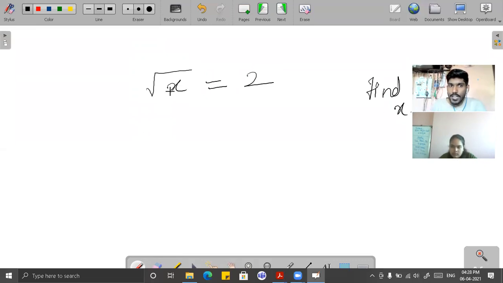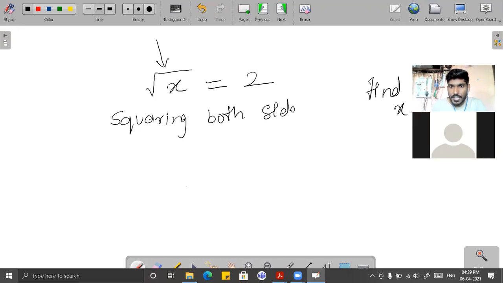So here, to find x, I need the value of x without this root sign. I want to get rid of the root sign. Whenever you want to remove the root sign in an equation, see, this is an equation, there is an equal to sign, hence it is called an equation, you do squaring both sides.